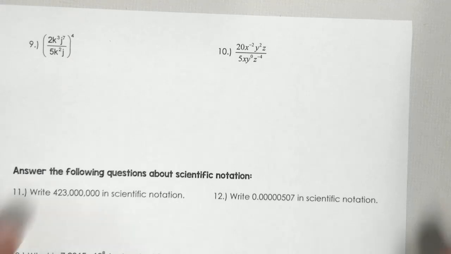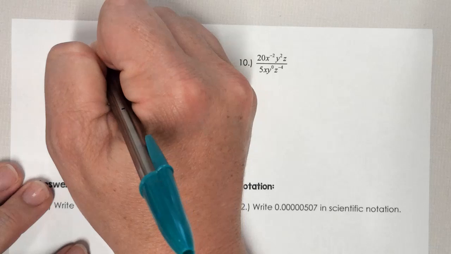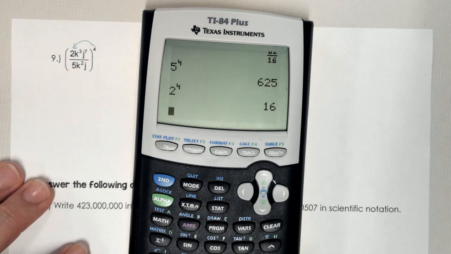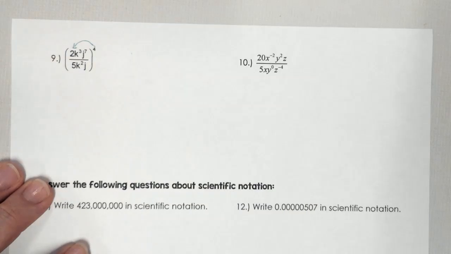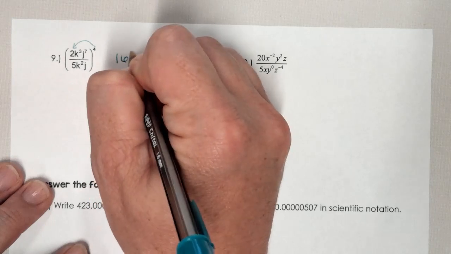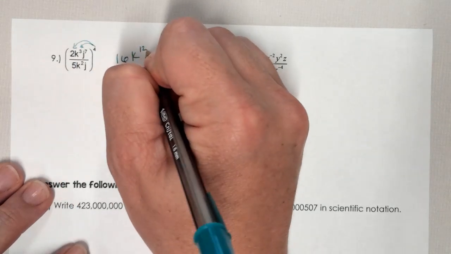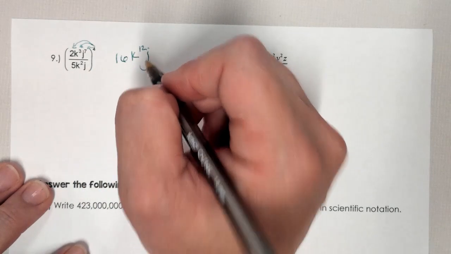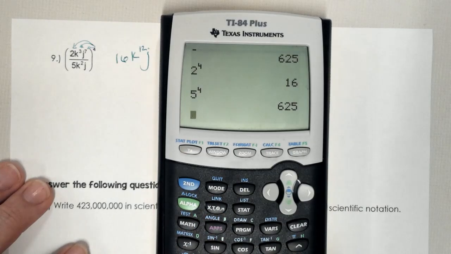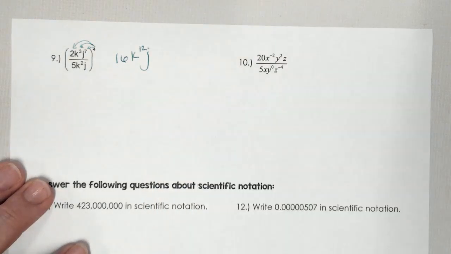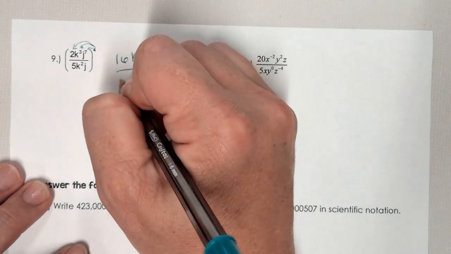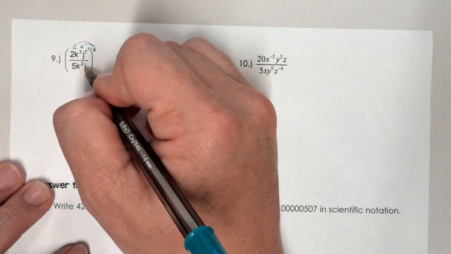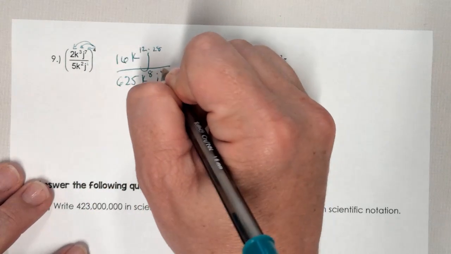Okay, look at number 9. Again, power to a power. So 2 to the fourth power is 16. 5 to the fourth power also is 625. So 16. K, 3 times 4 is 12. J, 4 times 7 is 28. Losing my mind, y'all. 28 over 625. K, 2 times 4 is 8. And it's technically 1, so 4 times 1 is 4.